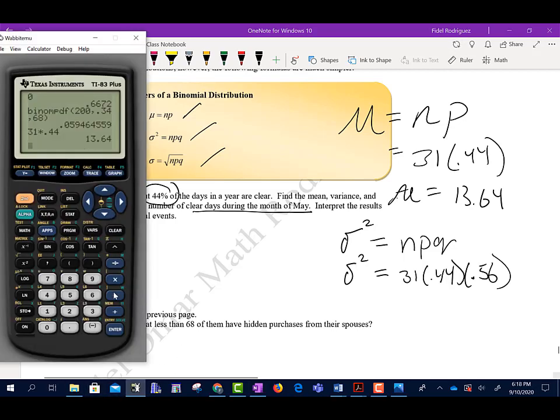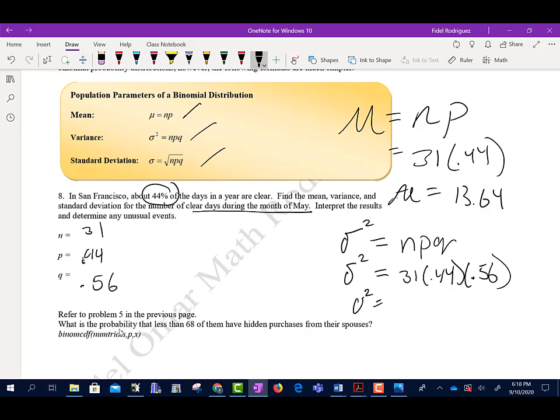So let's take 31 times 0.44. Okay, now we can multiply that times 0.56. And we get 7.6384. So usually they ask you to do it to 2 decimal places, so we'll do that.